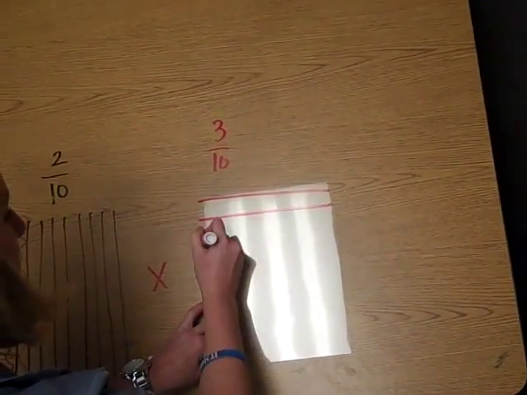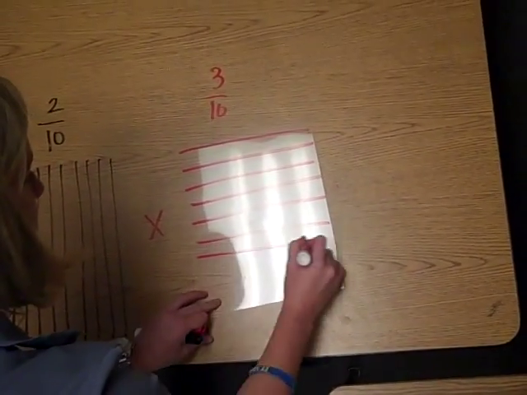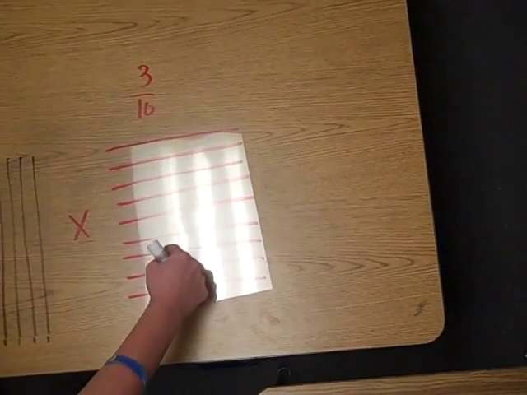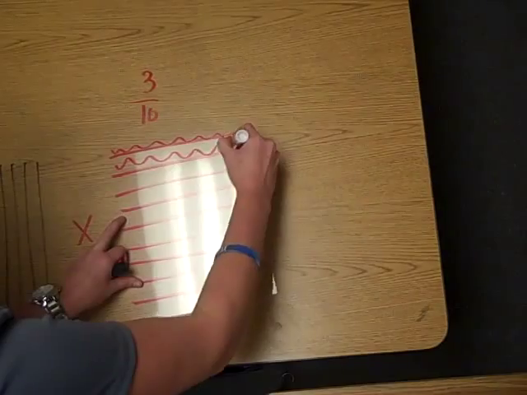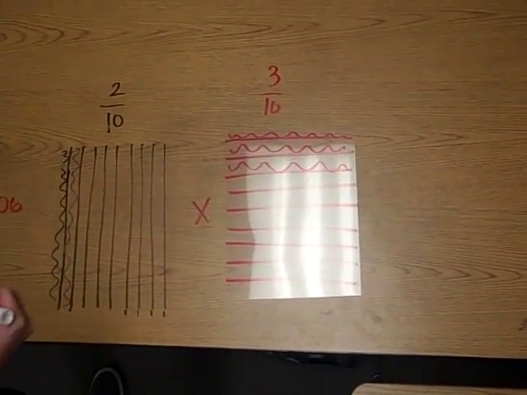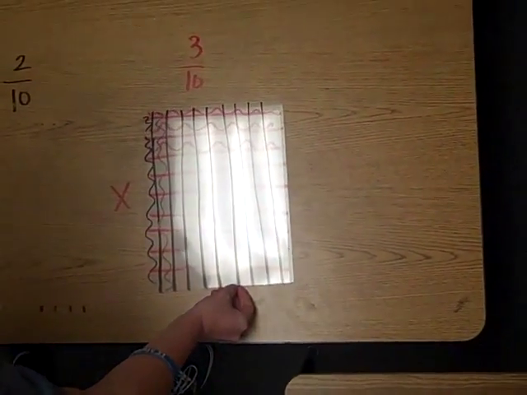Same thing with 3/10. Check myself: 1 through 10. Showing 3/10. Taking a 1/10 of a 1/10, 2/10 of 3/10. I'm going to show an area model here. Gives you the same area model.